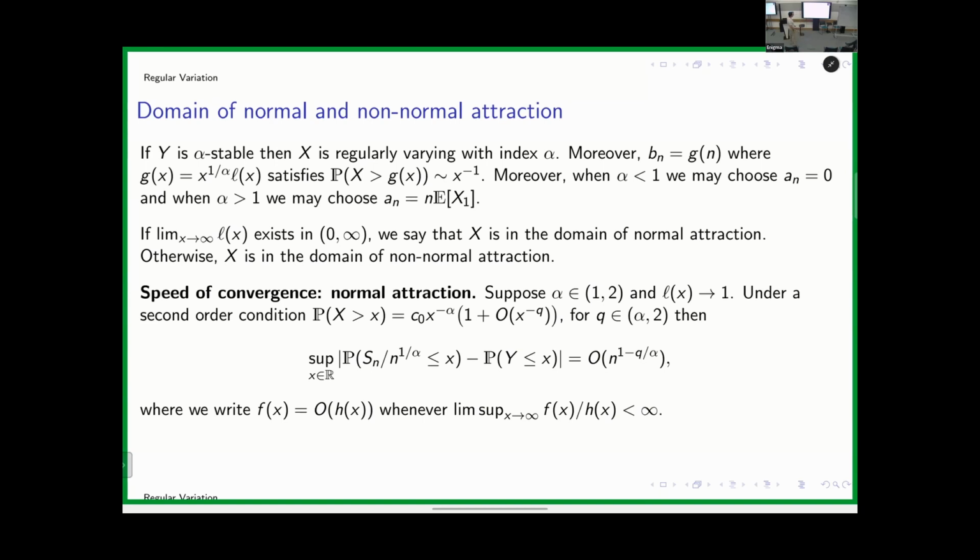Is C naught 1? Is 0, 1, sorry. C naught equal to 1. Is it 1? C naught? Yeah. I mean, it doesn't matter. L of x tends to 1. Yes, you can absorb the constant. Yes, you're right. Okay, fine. It converges to C naught. You're absolutely right. Yes, you're right.